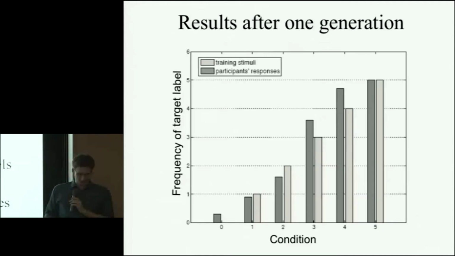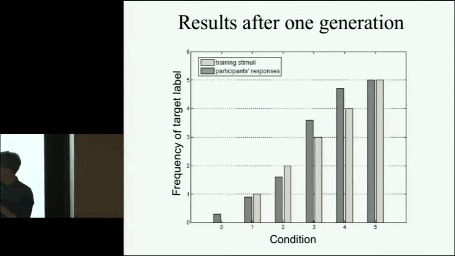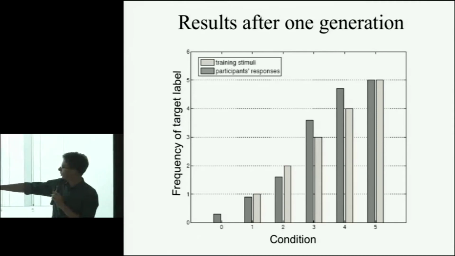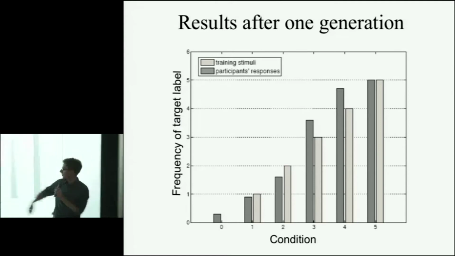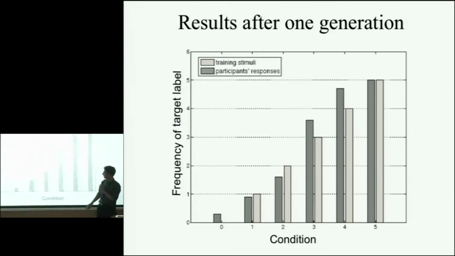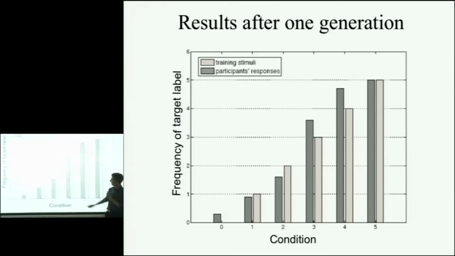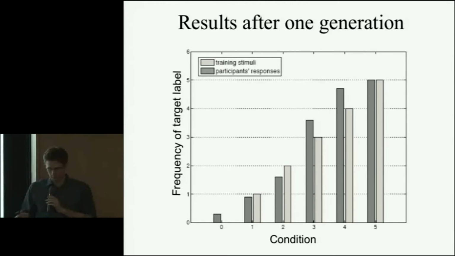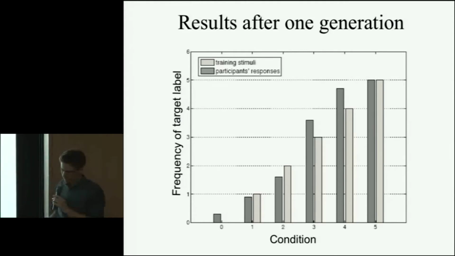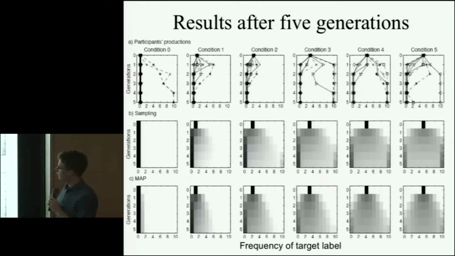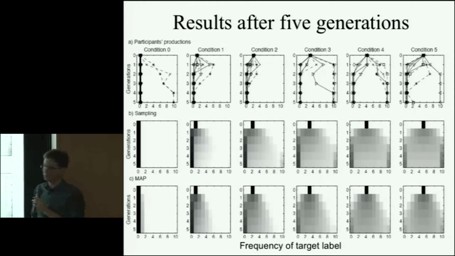If we look at just the first generation, then what we see is something that's very consistent with probability matching. Here the dark bars show the proportion of the frequency of the target label in people's responses, and the light bars show the frequency in training. And you can see there's a close correspondence between the dark and the light bars. So this suggests probability matching. But what we see if we iterate this process is that, in fact, people actually do have a regularization bias. It's just not something that you see after a single generation.